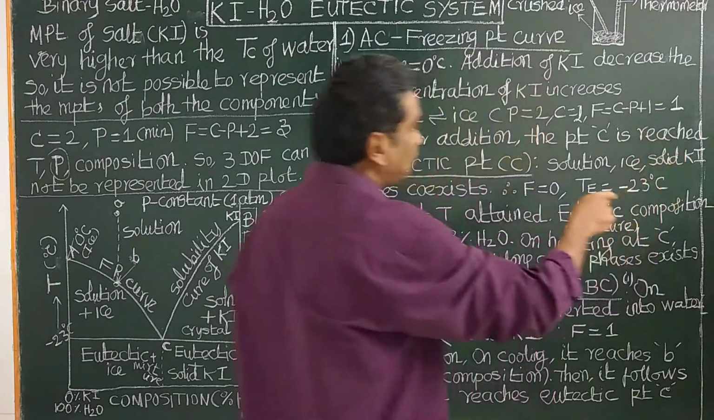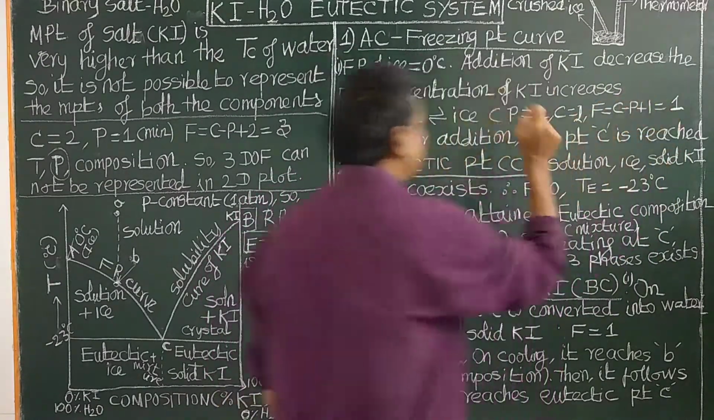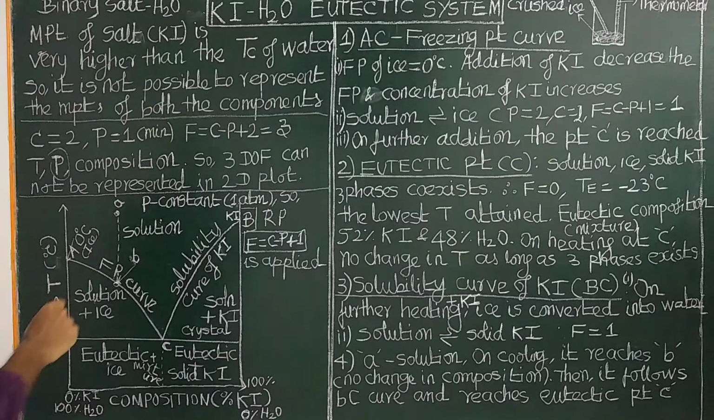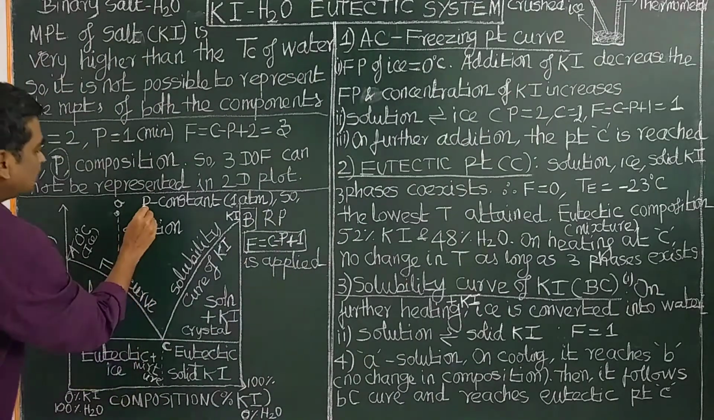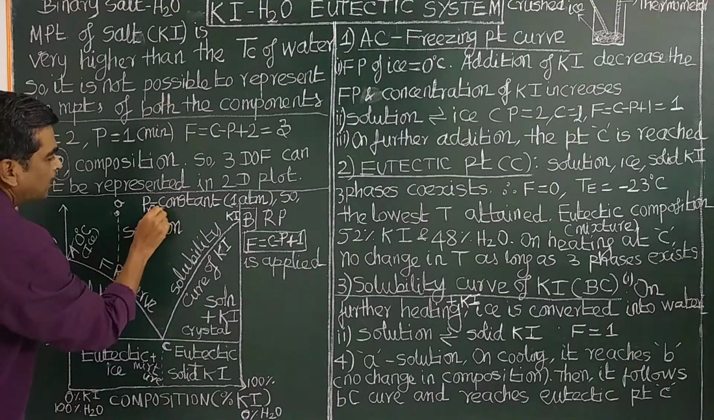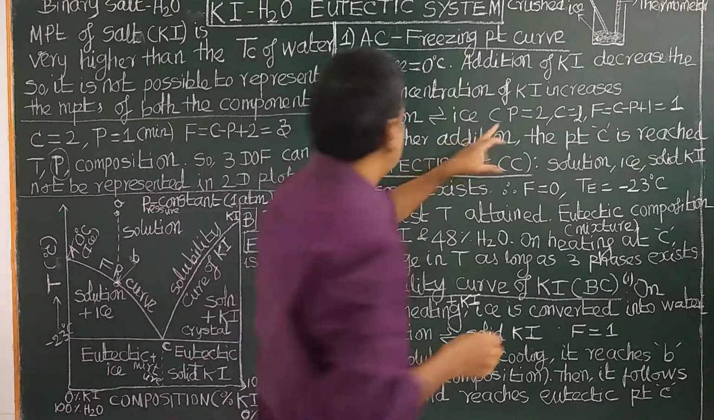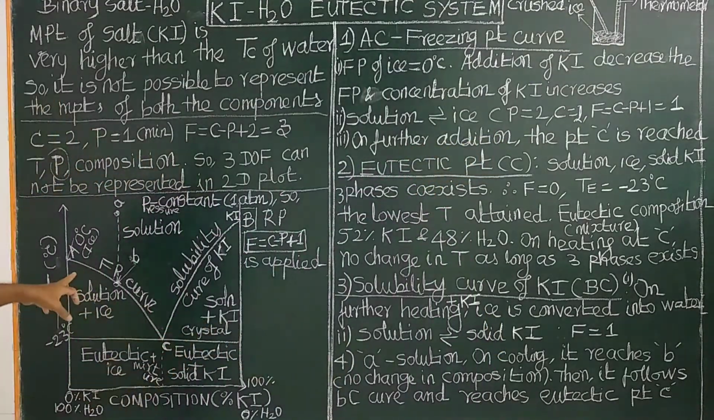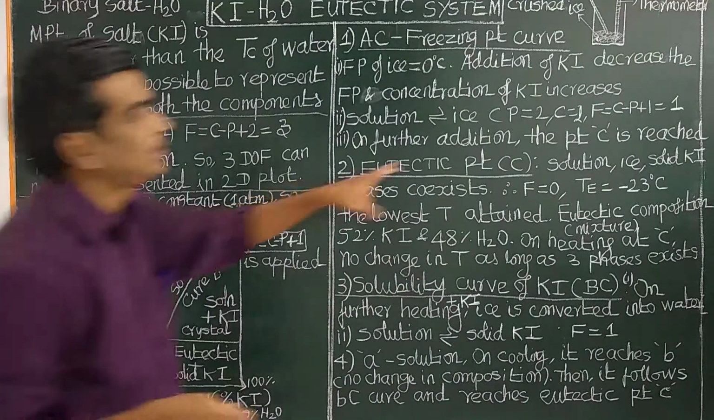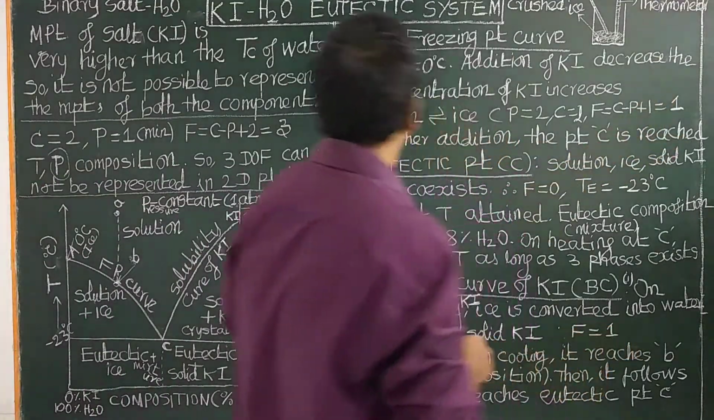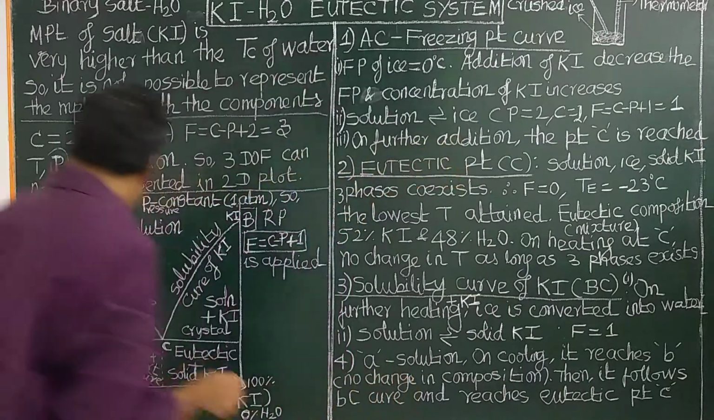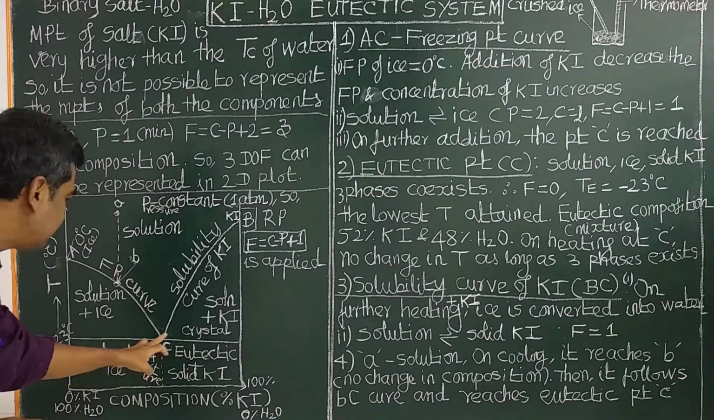By applying the reduced phase rule, the degree of freedom is equal to 1 because the pressure is kept constant. Pressure here, this is pressure, not phase. Pressure is constant. Therefore, along the curve, the system is univariant because F equal to 1. On further addition of Ka, the point C is reached.